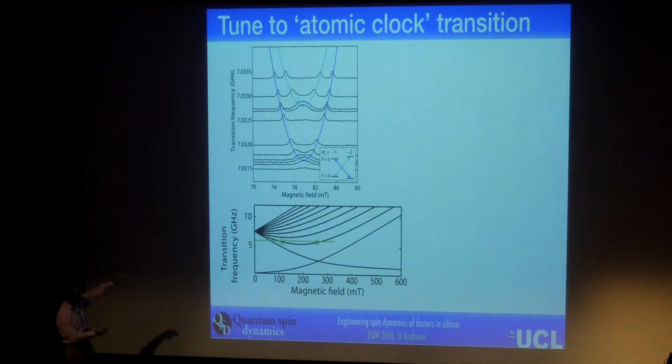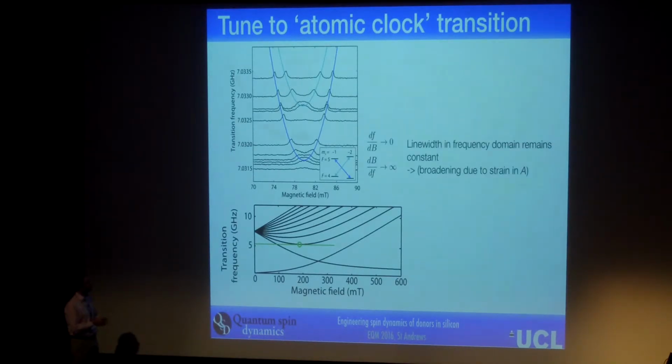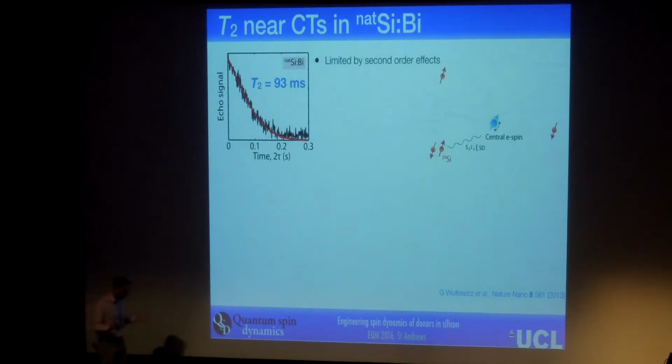And then as you reduce the frequency, the two peaks come together, broaden out, and at the point just before it disappears, say here, you know you're at this clock transition where to first order the magnetic field dependence is going to 0.